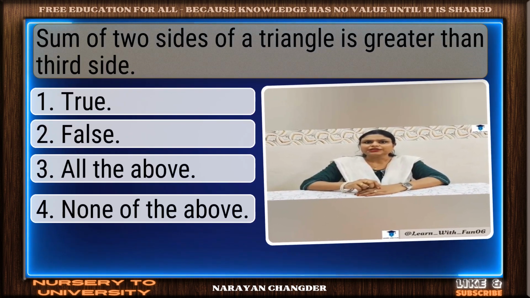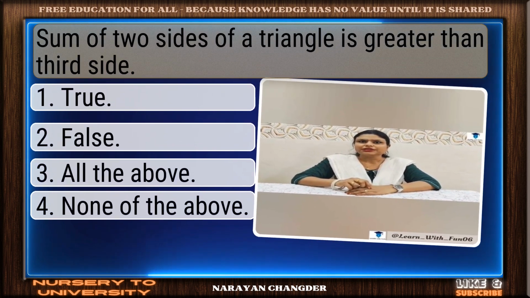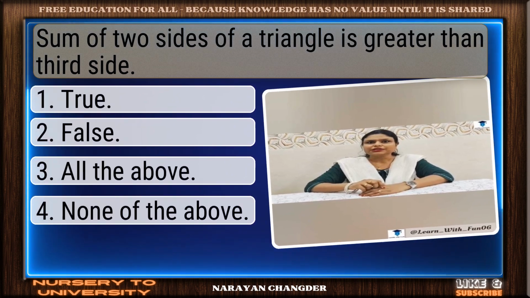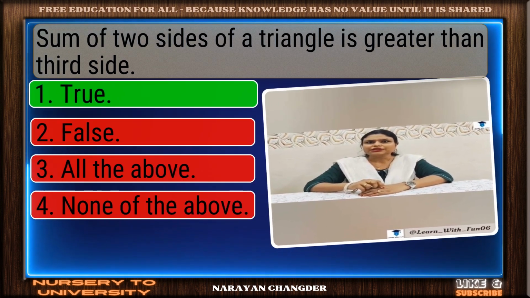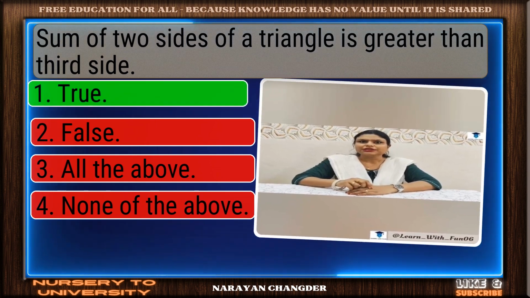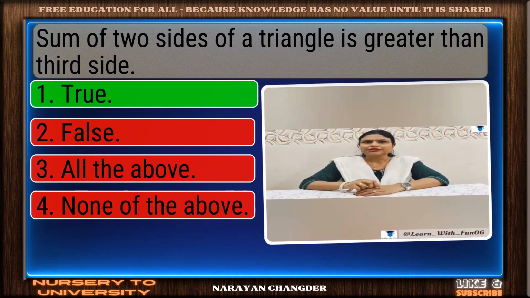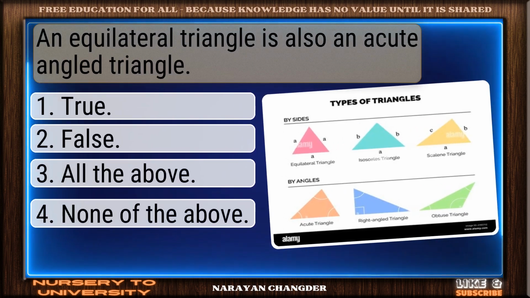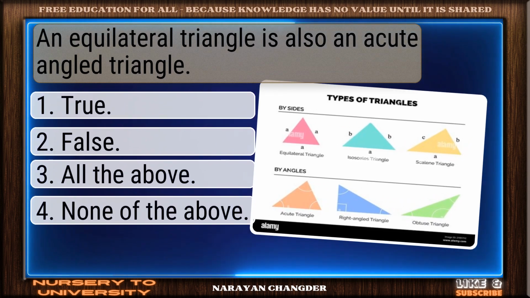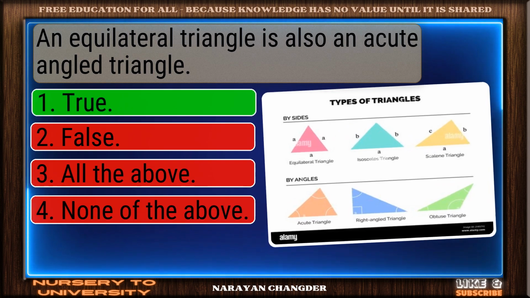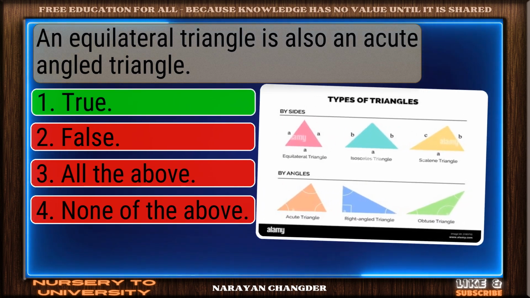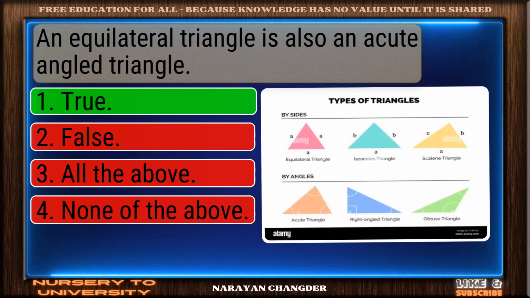Question number 35. Sum of two sides of a triangle is greater than third side. Exactly. True makes sense, and it is the right choice. Question number 36. An equilateral triangle is also an acute-angled triangle. Excellent choice. True is the right answer.